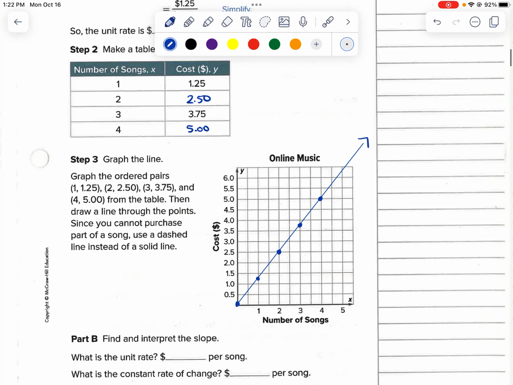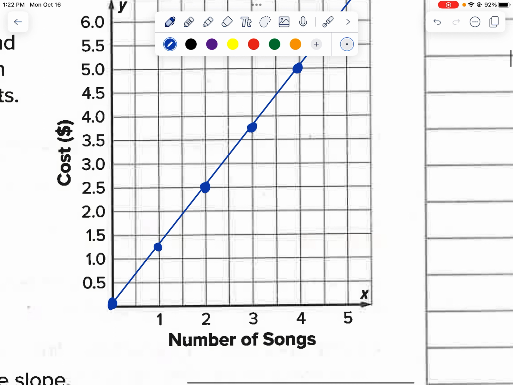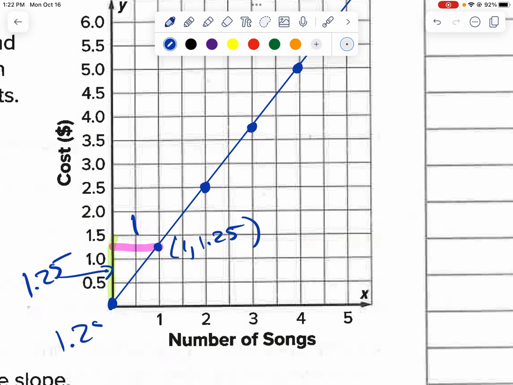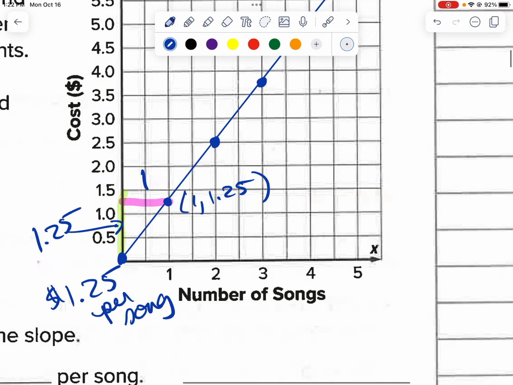Now, if I'm going to find my slope again, I'm going to go up, and I'm going to go over. If you need remembering, that's 1.25. So how much did this go up? It went up 1.25. It went over 1. So my slope, again, is $1.25 per song. Awesome.